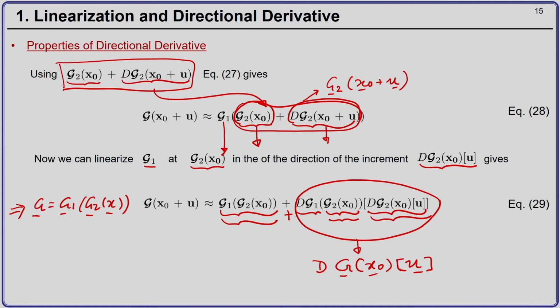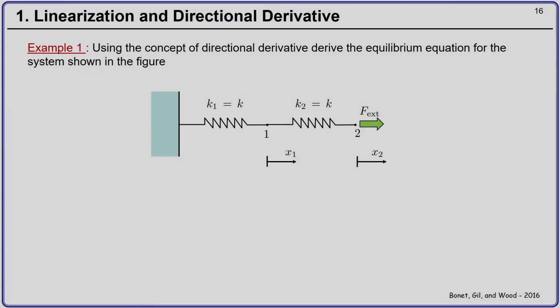So, next we move to one example. We look at two examples of application of directional derivative. The first one is pretty simple. We just take the concept of directional derivative and we try to derive the equilibrium equation for the system which is shown here. So, here what you have? You have two springs which are connected in series.